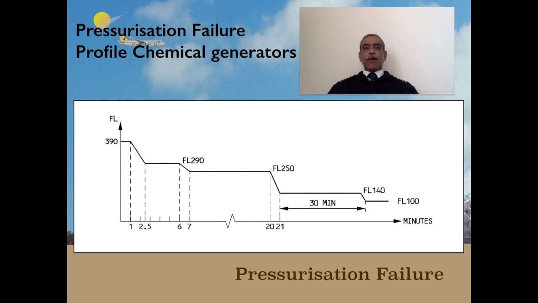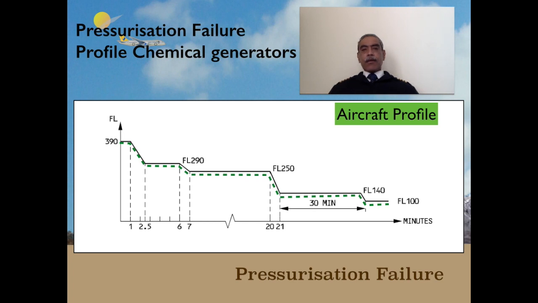Having seen the oxygen descent profile depending on the oxygen fitted, now I have tried to show the aircraft descent profile that is demonstrated and possible. This aircraft profile obviously should meet the profile of the chemical generator oxygen system in this diagram. That means the aircraft profile should always be slightly lower, more conservative, than the oxygen profile which has been given by the manufacturer.